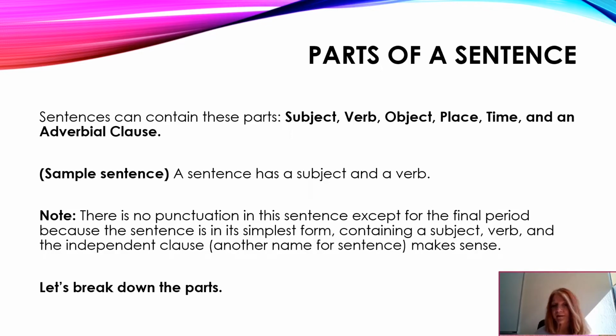Our sample sentence is, a sentence has a subject and a verb. Note that there's no punctuation in the sentence except for the final period because the sentence itself is in its simplest form, containing a subject, a verb, and the independent clause, which is another name for sentence, makes sense. Let's break down the parts.